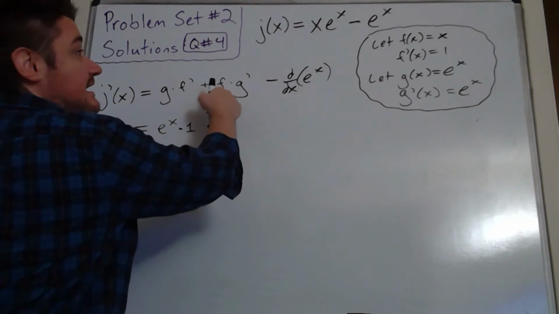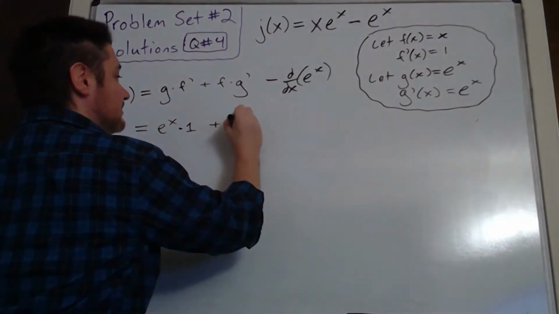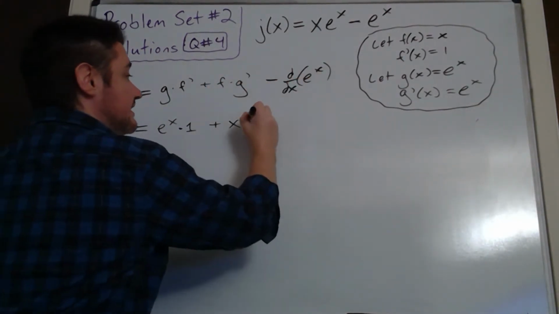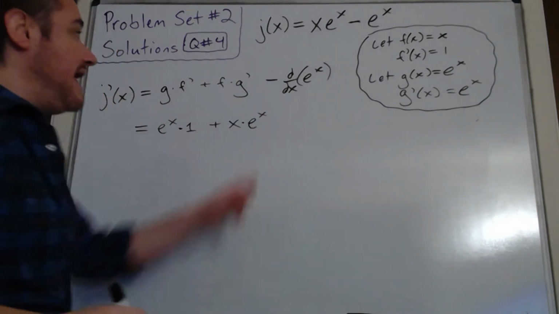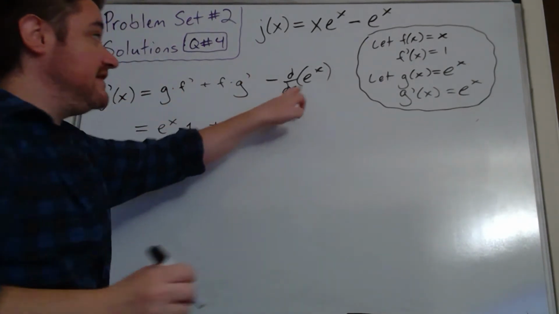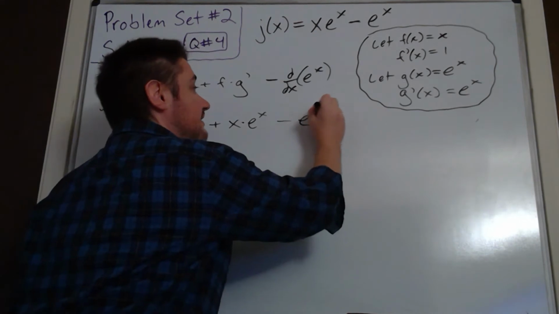Over here, I've got plus my original f, which is just an x, times my g prime, which is an e to the x. All right, and then I'm subtracting the derivative of e to the x, which is a copy of e to the x.